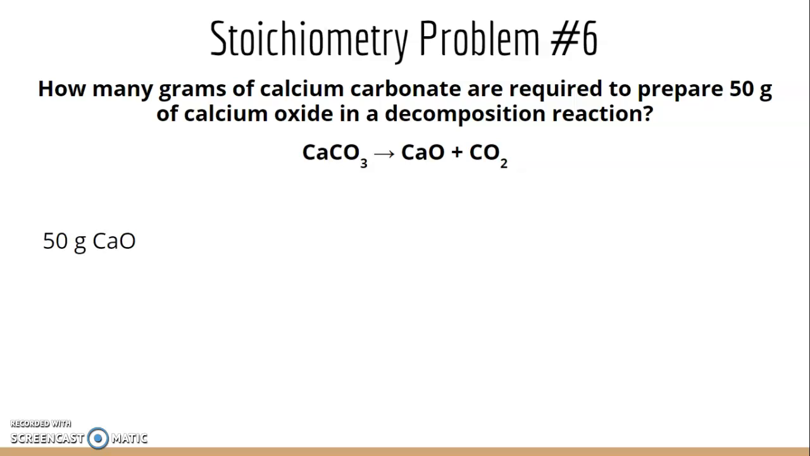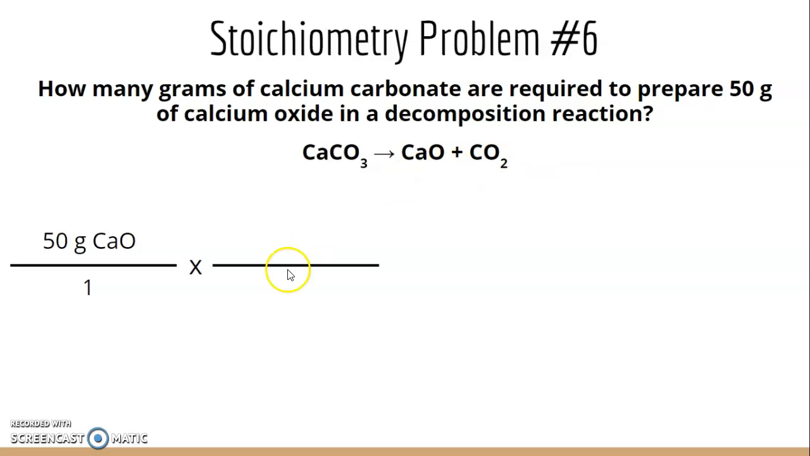So let's start off by writing what we are given, which is the 50 grams of CaO. And again, just for organizational purposes, I like to put it over 1. Now we're going to determine a conversion factor that will allow us to switch all the way to a totally different substance. So we know that our units have to cancel out.